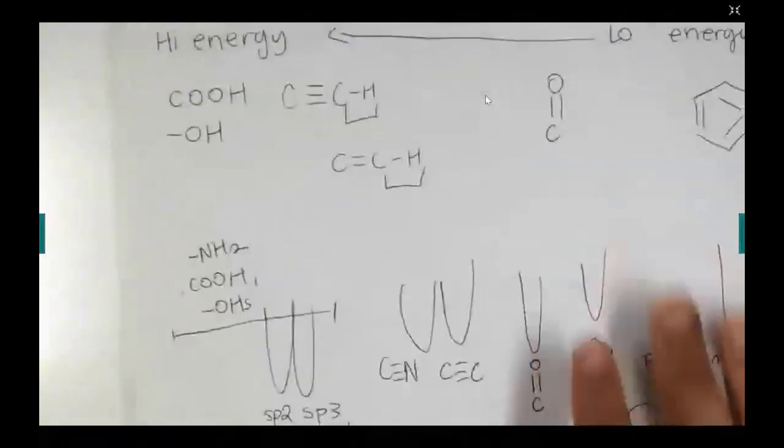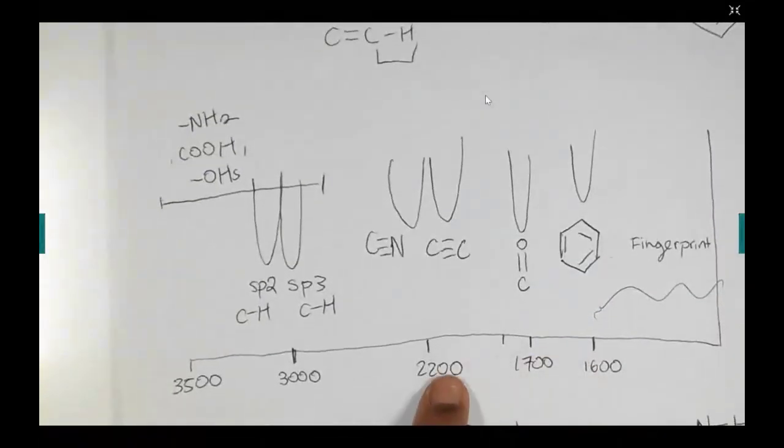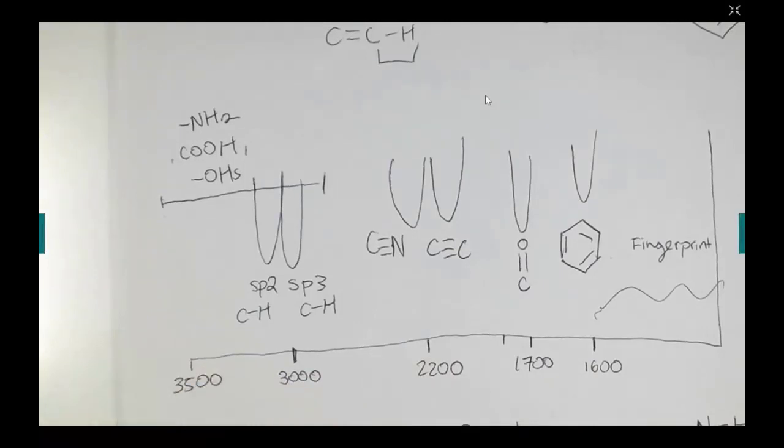But yeah, so big thing, just to review, you're going to be looking for 1600, 1700, 2200, 3000, and 3500. I know it sounds like a lot, but if you chunk them out, it's not a whole lot to memorize. But yeah, let's look at the next set.